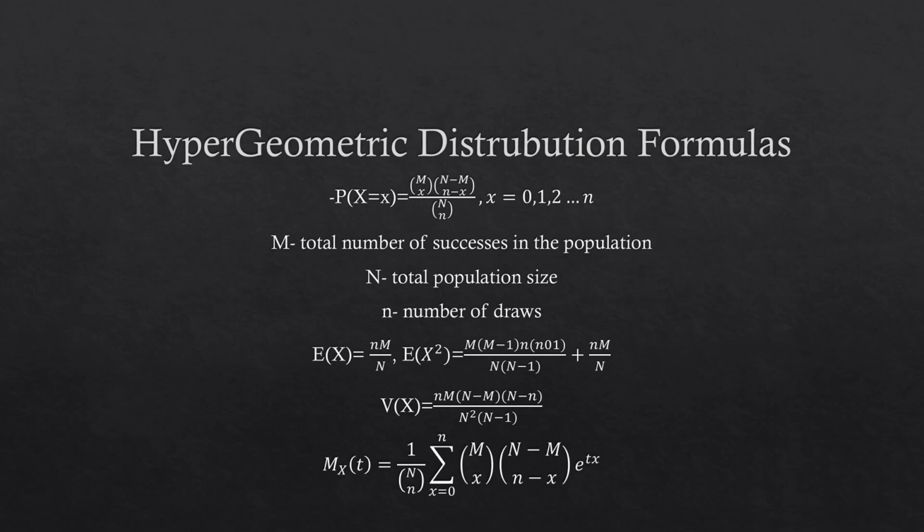Now our expected value is n times M over N. Our second moment is supposed to have n minus 1 in the numerator. And our variance is there, and our moment generating function is a lot larger than this one, but it's just a sum of all of our possible x's. But this time it's just a choose, because you take the divide out of the sum, and you have to multiply it by our normal moment generating function of e to the tx.